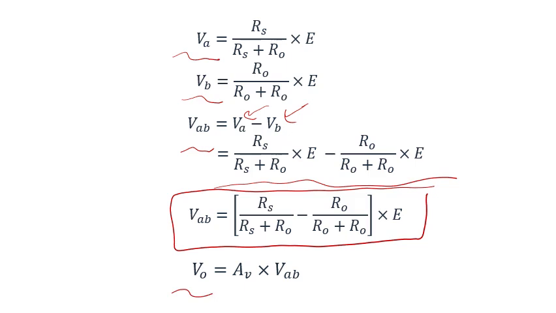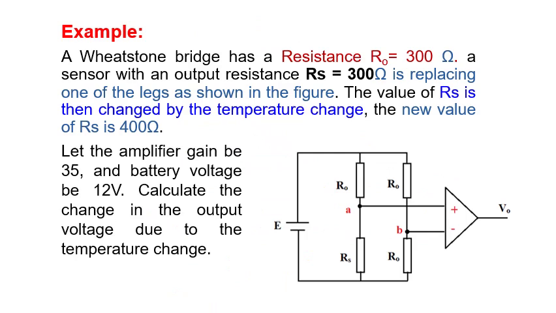Now V out is equal to the gain times VAB. So whenever you get a circuit similar to the previous slide's circuit, you calculate VAB from this equation, then multiply it by the gain to get the output voltage. We will consider this example on resistance to voltage conversion. Let me discuss it here.